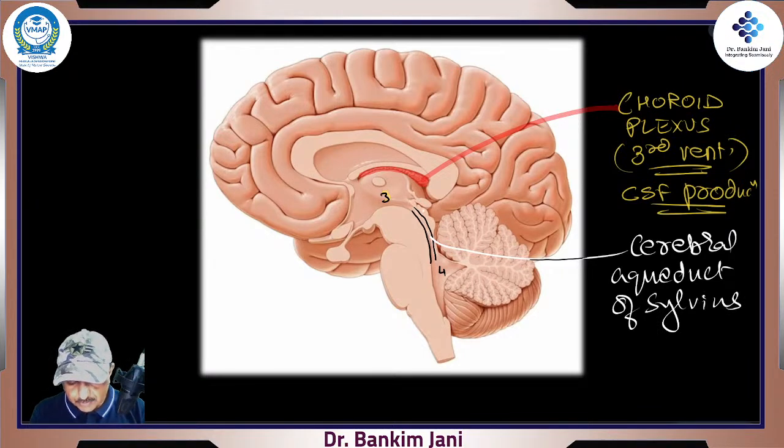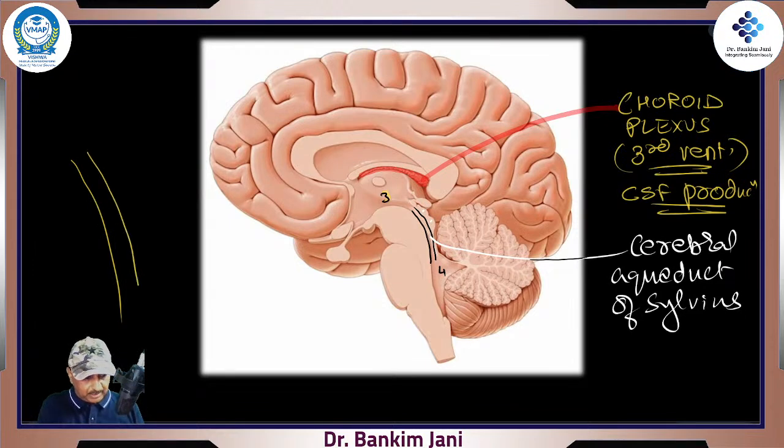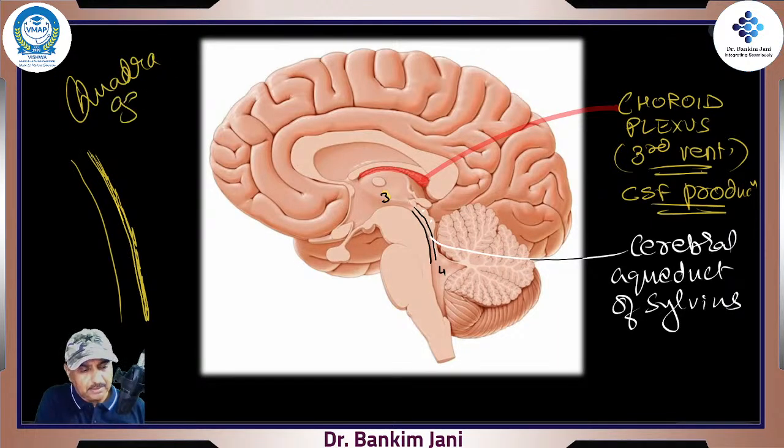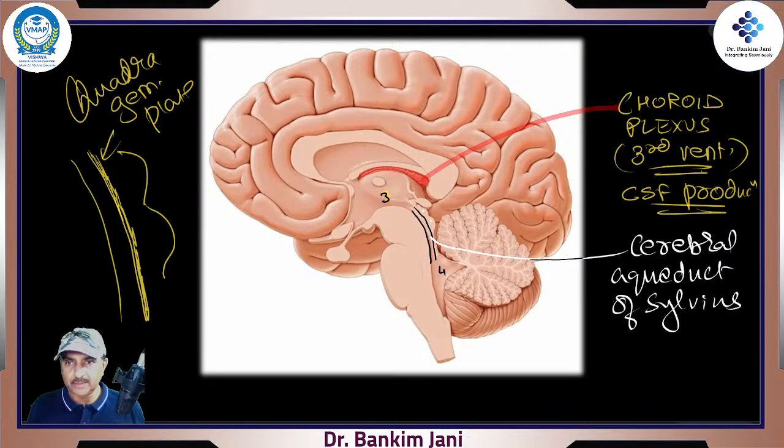Behind this is the superior colliculus and inferior colliculus. You remember that, right? And in between the superior colliculus, inferior colliculus, and the cerebral aqueduct, there was the quadrigeminal plate, right? So the whole system, whole unit. This is the cerebral aqueduct, this is the quadrigeminal plate. Then you have the superior colliculus, which is for vision, and the inferior colliculus, which is for auditory.